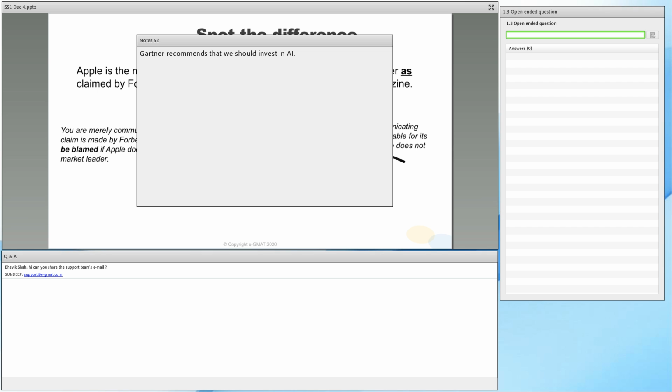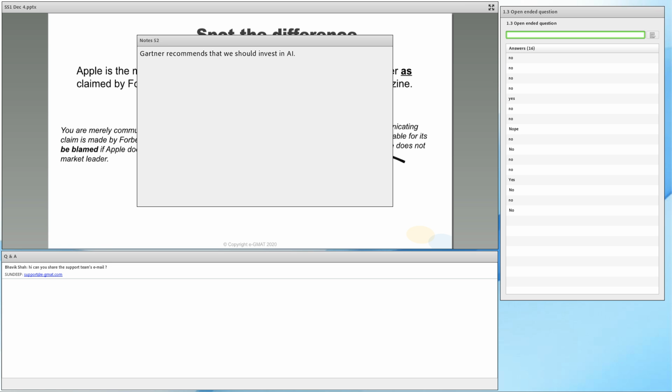In this, are you making a recommendation? Gartner recommends that we should invest in AI. Are you making a recommendation? No, not at all. You can't be blamed. You're simply saying Gartner recommends that we should invest in AI.